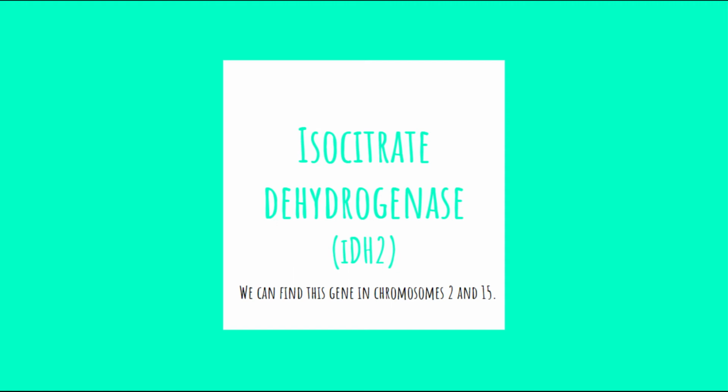Hello, I'm going to talk about the gene isocitrate dehydrogenase, also known as IDH2, but the one which I'm going to talk about is located in chromosome 15. As you see in the screen, I have written that you can also find it in chromosome 2, but that is the gene IDH1, which is related with the cytoplasm. The gene which I'm going to talk about is related with the mitochondria, but I'm going to explain about that later.